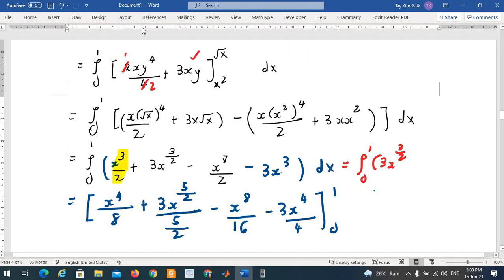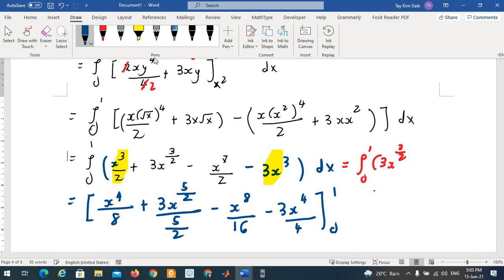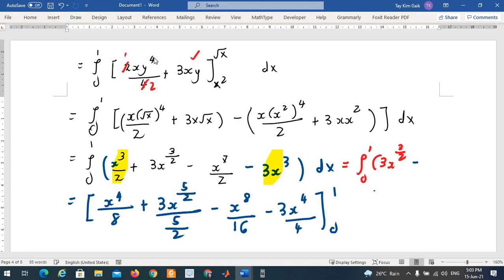Okay, this term and this term combined. Checking. So 3x to the power 3 over 2. This term and this term combined at negative half minus 6 over 2, so minus 5 over 2 x cubed. Okay, this term.